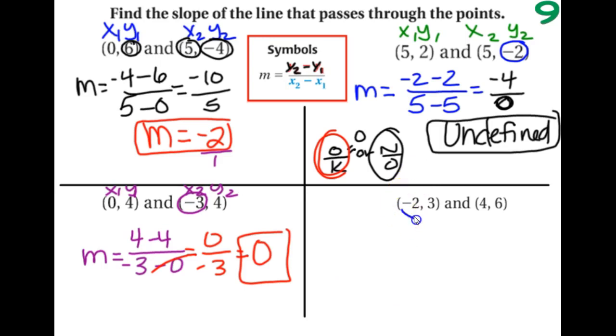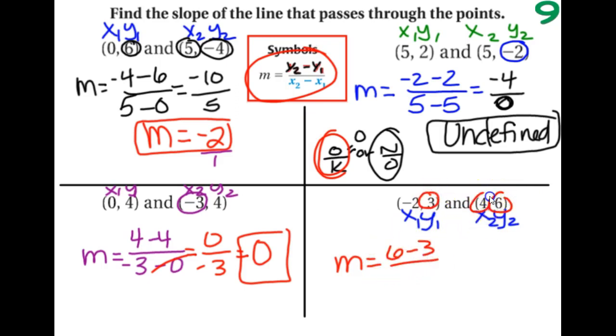Our last here, xy, xy, this is my first point, second point, and plug it into our equation. y2 minus y1, looking at our equation here, we have 6 minus 3. On the bottom, we have x2 minus x1. This is where you need to be careful. x2 is 4 minus x1, which is also a negative 2. So those two negatives make a positive.